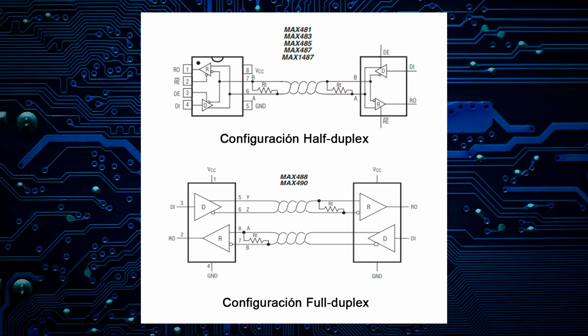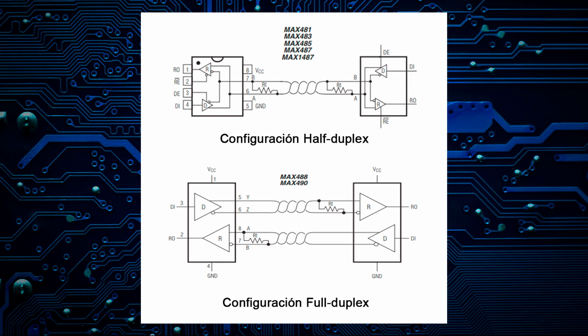Well, now that this is clear, let's analyze the MAX485 integrated circuit. In this case, the model of the integrated circuit is configured only for half duplex communication. As we can see in the internal structure, the transmission and reception nodes are connected to the buffers. For this reason, we can perform half duplex communication.